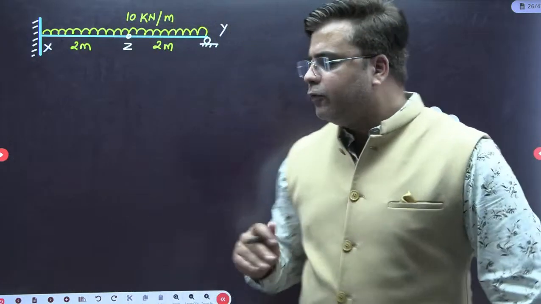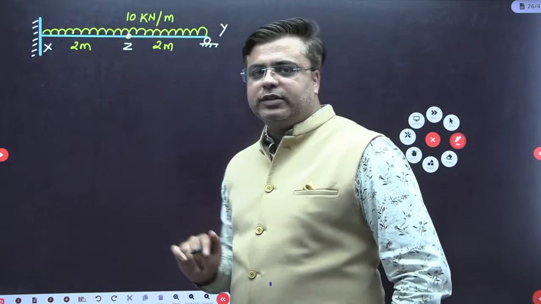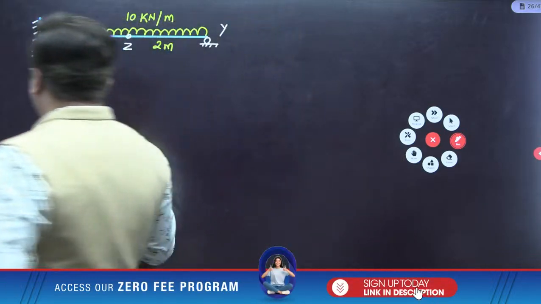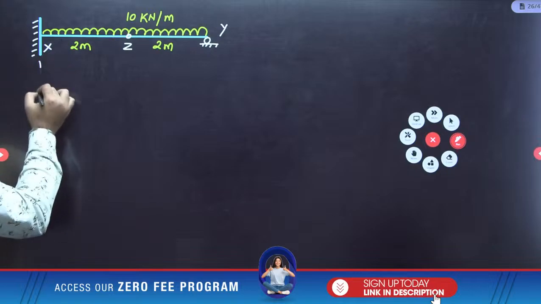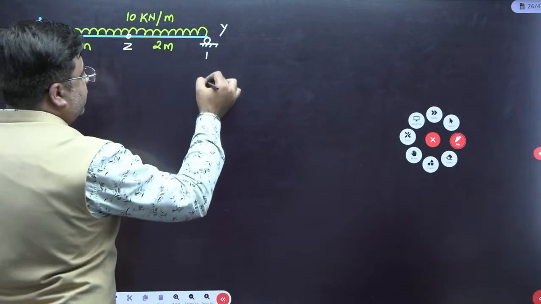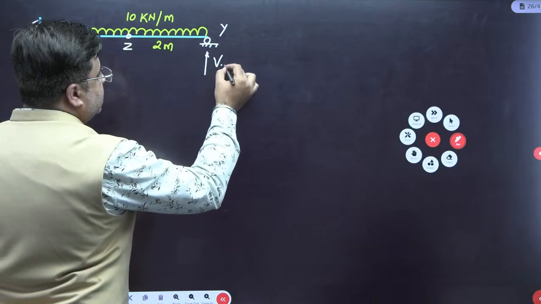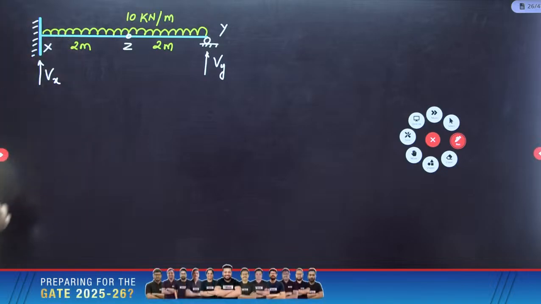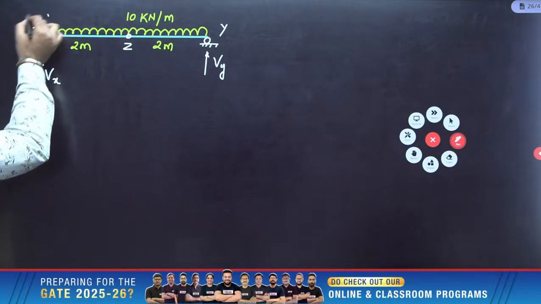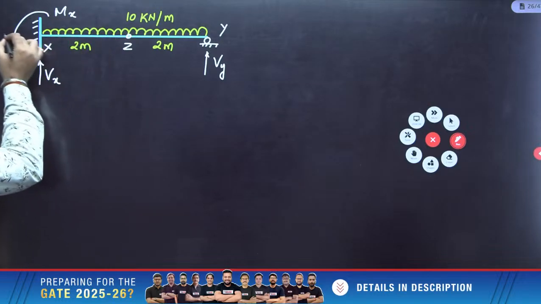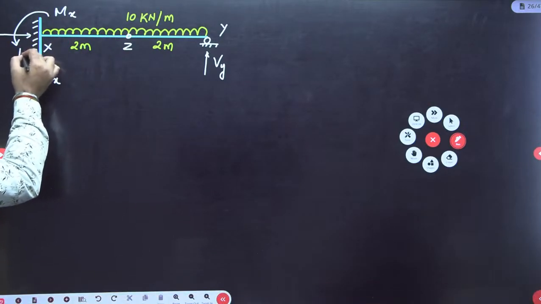The problem here is, if you write down summation of vertical forces equal to 0, then both these support reactions will come. So vertical reaction here is Vx, and vertical reaction here is Vy. Both these vertical reactions will come, right? If you take summation of moment about x equal to 0, then this moment reaction Mx will come into play, right? And then you have this horizontal reaction Hx.